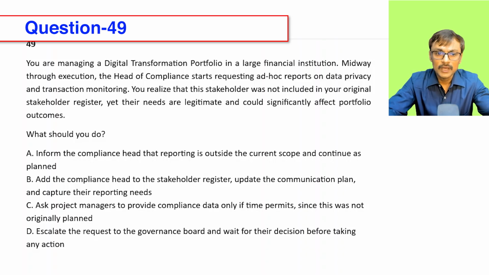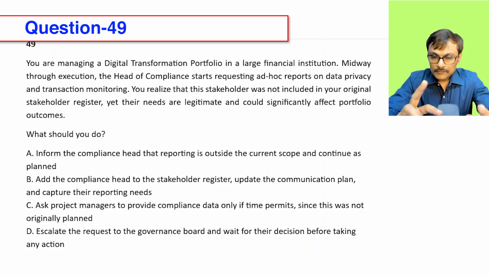Let's see option C. Ask project managers to provide compliance data only if time permits, since this is not anyway related. First, anything coming to me, I need to handle it myself as much as possible, especially when it's a matter at portfolio level. If some issue related to a project comes to me, I will definitely want the project manager to take care of it. I don't want to go into technical execution, but this is not the case. Option D, escalate the request to the governance board and wait for their direction before taking any action.